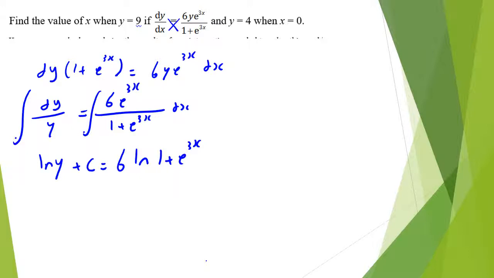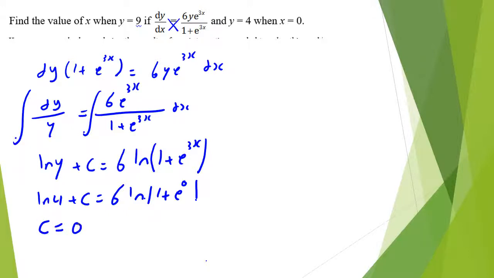And now you substitute, instead of y 4 and x is 0, ln 1 plus e to the power of 0, and by substituting, rearranging, you will have c is 0. So your equation is ln y equal 6 ln, oh sorry, divide by 3.